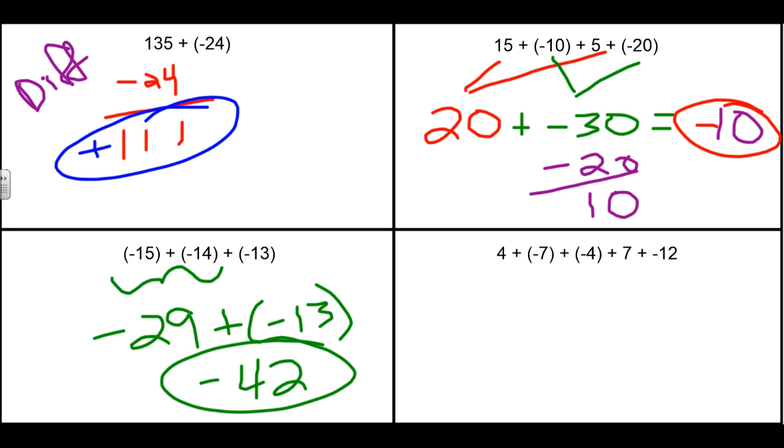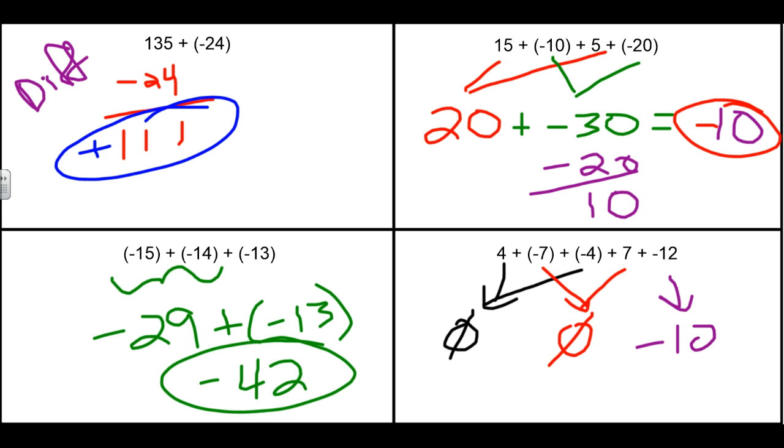And finally, for the last one, we can actually make this a little bit easier on ourselves by using commutative and associative properties. 4 plus negative 4 is 0. 7 plus negative 7 is 0. So really the only thing we have left is the negative 12. And so that is our sum.